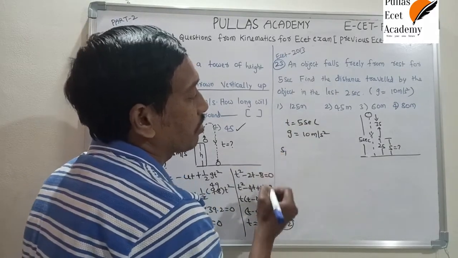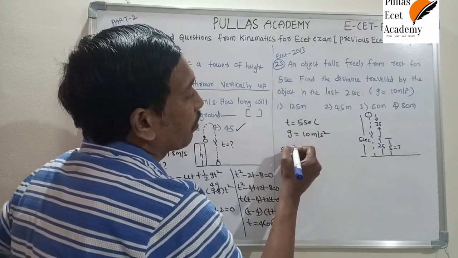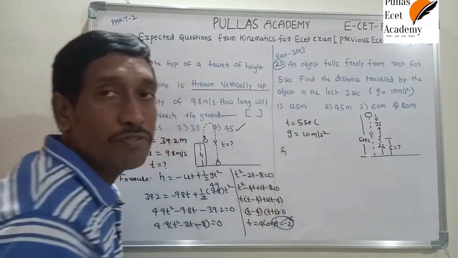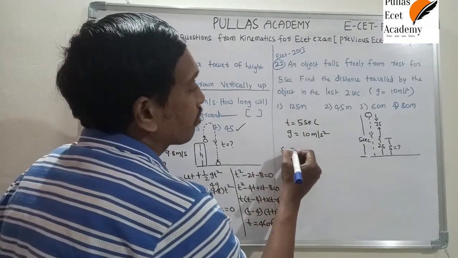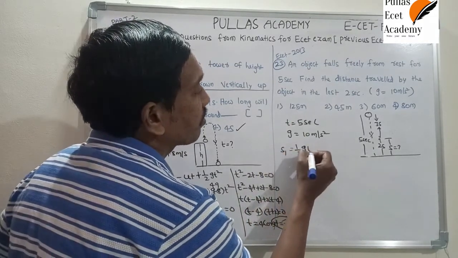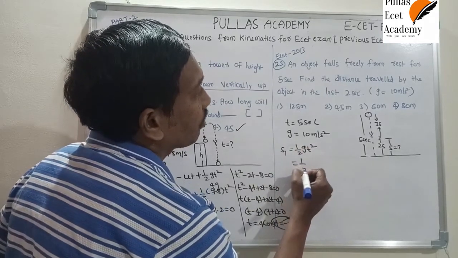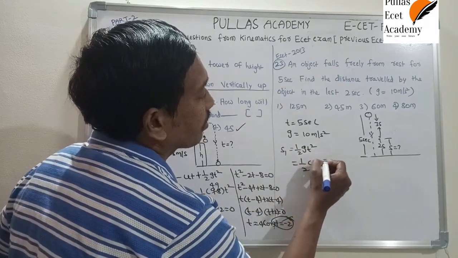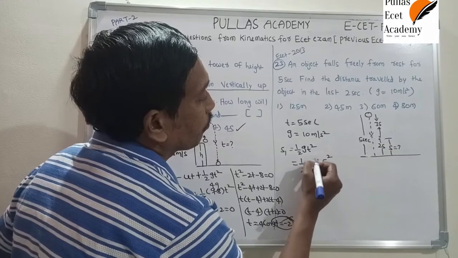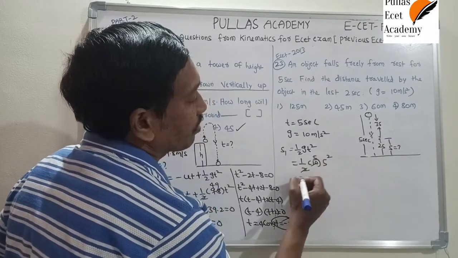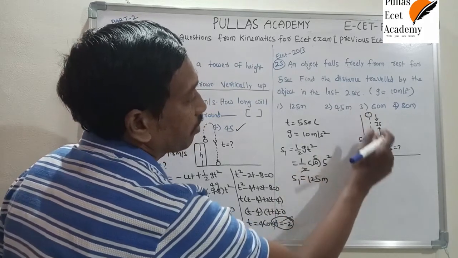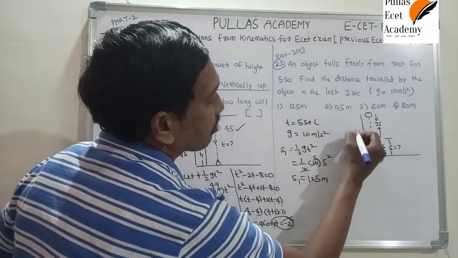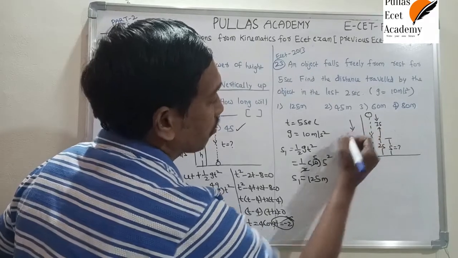For example, in t equal to 5 seconds, what is the distance traveled? I consider it s1. For a freely falling body, s is equal to half gt², or h is equal to half gt², because the initial velocity is 0. That's why half gt² is the formula. Half into g, which is 10, with t equal to 5 seconds: 5 squared is 25, times 5 is 125 meters. So s1, the total distance from this point to this point, is 125 meters.